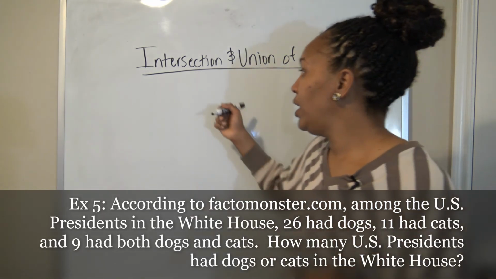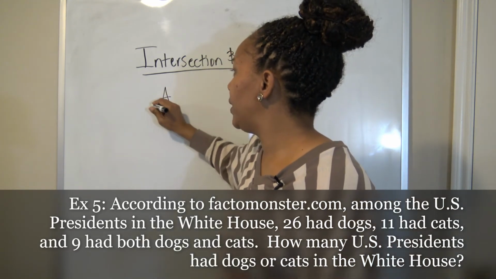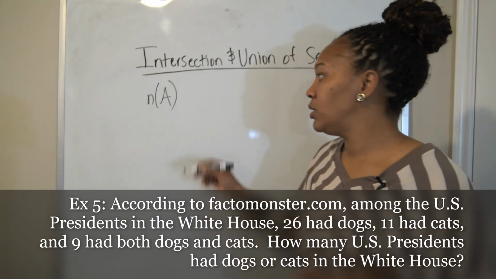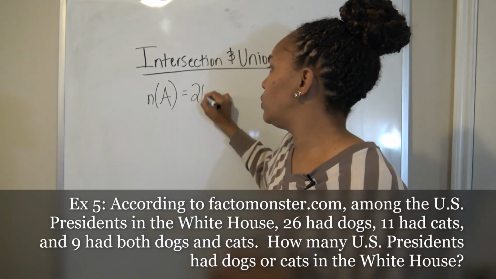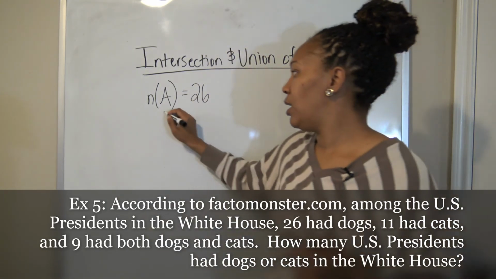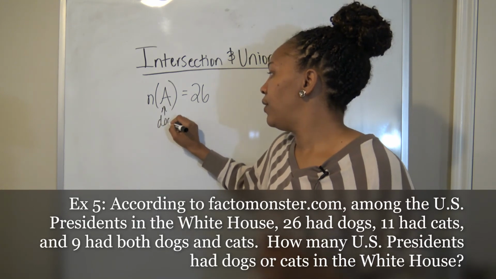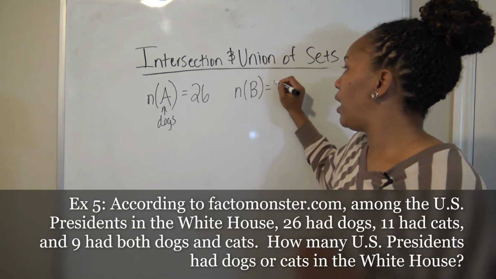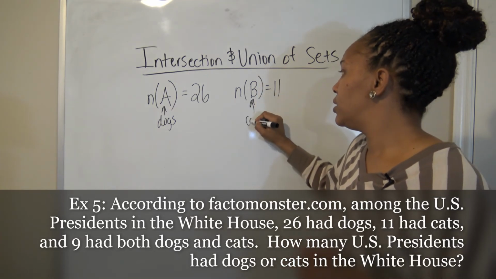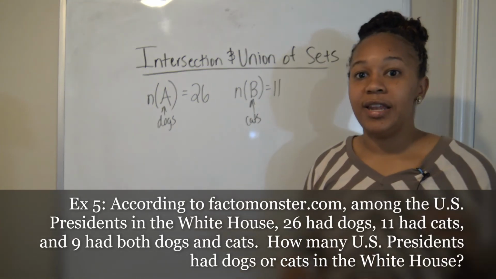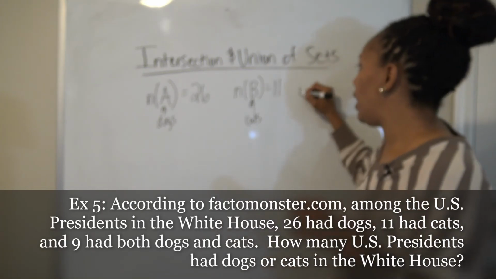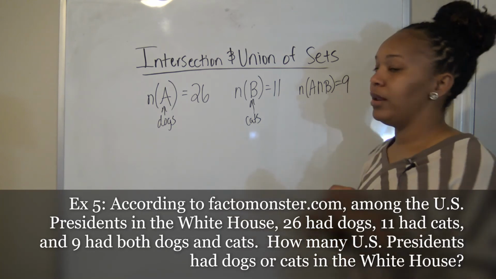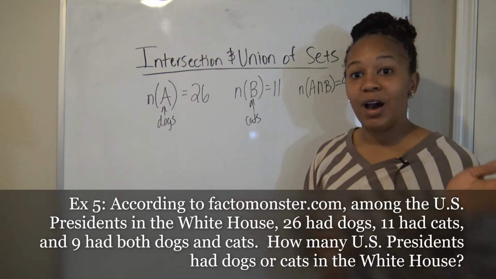Alrighty. So if we let A represent the number of presidents that had dogs, then that would be our 26. So A is dogs, and if we let B represent the number with cats, that would be our 11. So B is cats. And then it said that 9 had both. So that would be our A intersect B. That would be 9. And we want to know how many had dogs or cats.